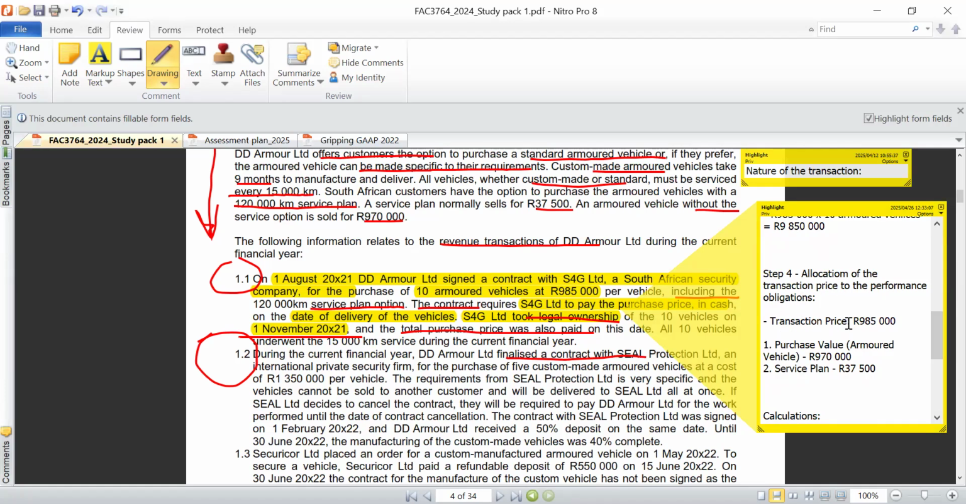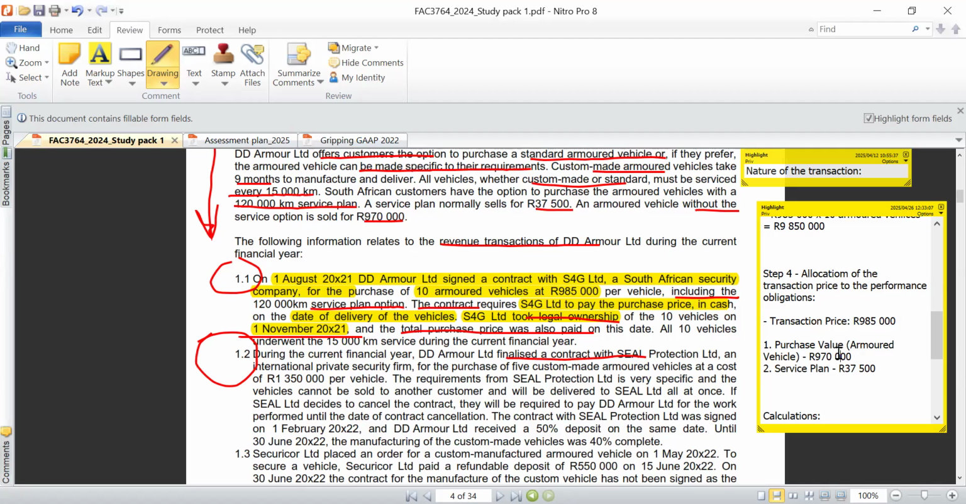So that transaction price, for each vehicle, is 985,000 rands. And the components of that transaction price are the purchase value of the armored vehicle, which before the discount was going to be 970,000, and then the service plan, which is 37,500. Where do we get all these values? They were clearly given to us from the details above. They stated that the service plan normally sells for 37,500, and an armored vehicle without a service plan is 970,000.